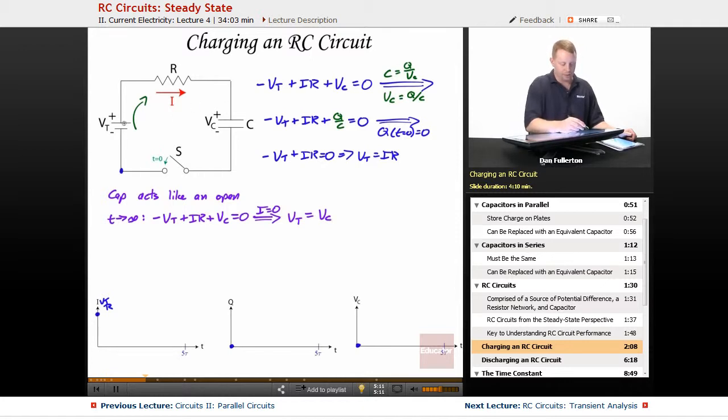No current flowing, so we have the same voltage across the source of potential difference that we do across the capacitor. So our current went down to 0. It's going to follow a path something like this, an exponential decay up to this point that we're going to call 5 tau, or 5 time constants. And we'll talk about exactly what that time is here in a moment.